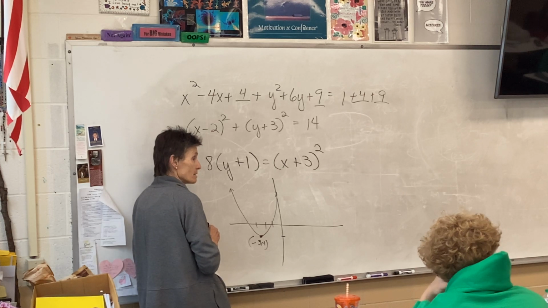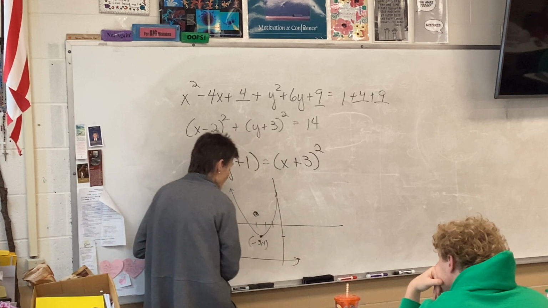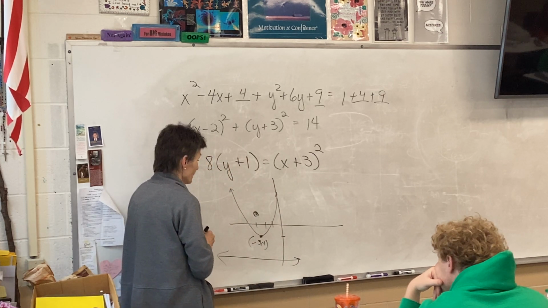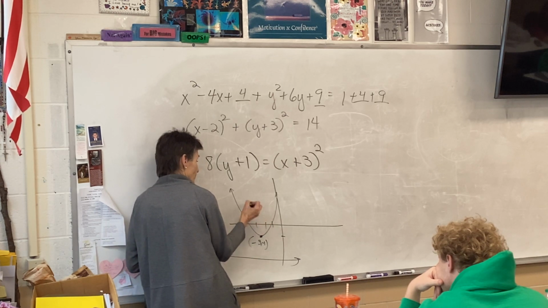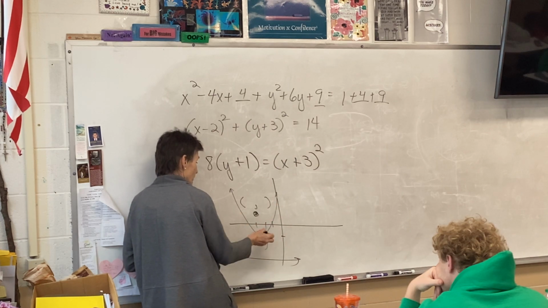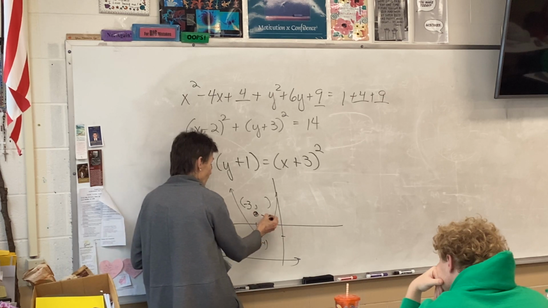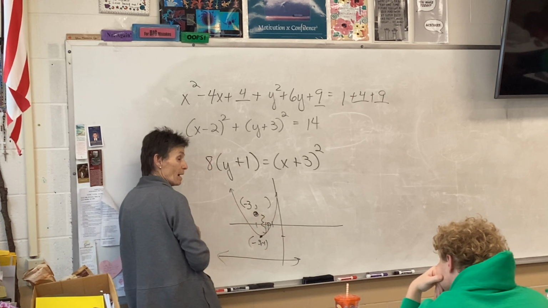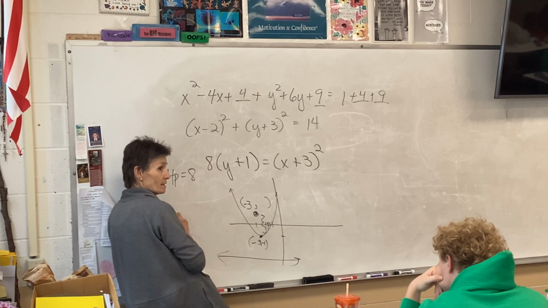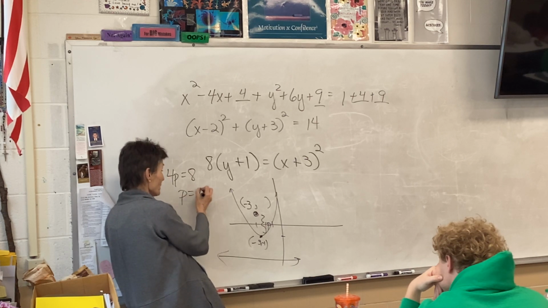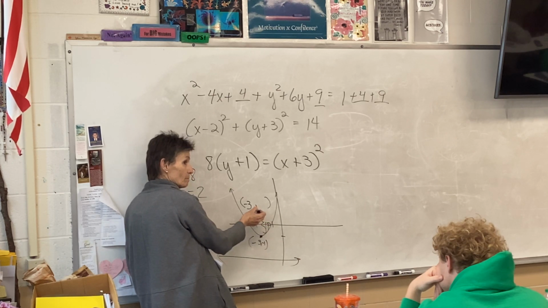So its focus is in here somewhere, and its directrix is down here somewhere. I'm going to start at my vertex and go straight up. If I'm going straight up, isn't X staying the same? But I need to know how far up to go. We call that P in a parabola. In this parabola, 4P is 8. So P is 2. So I'm going to start right here and go up 2.